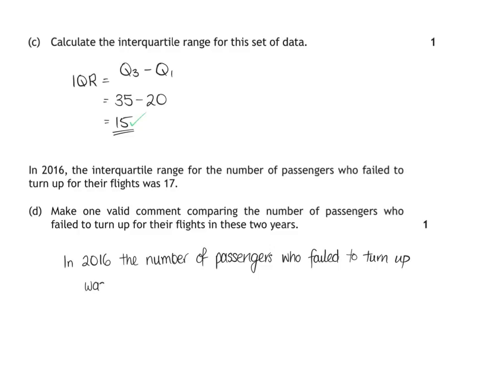Based on our interquartile range, it's 17 and 15. 17 is larger, so that means it would be more varied. And it's a sentence there. You need to relate it to the context of the question and make the correct comment to get your mark.